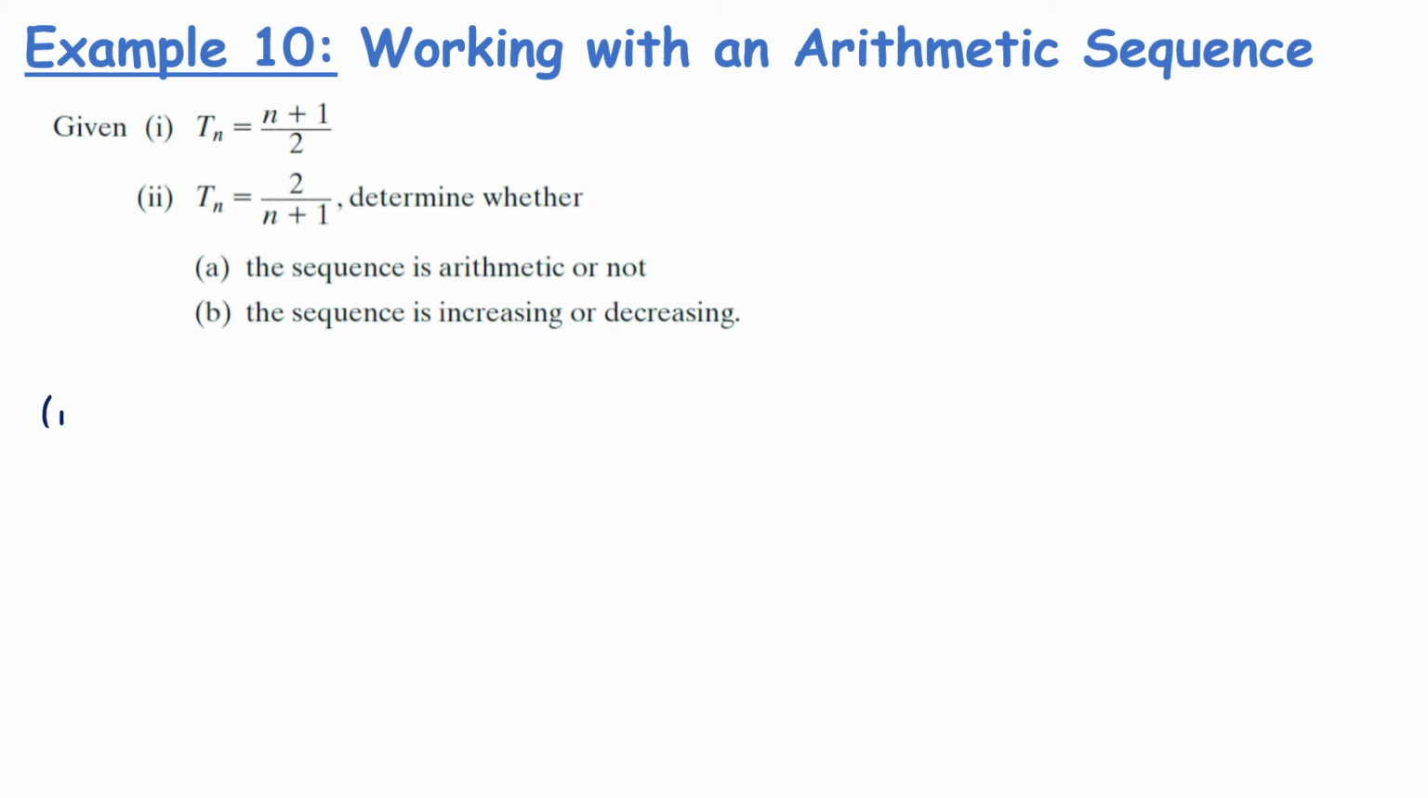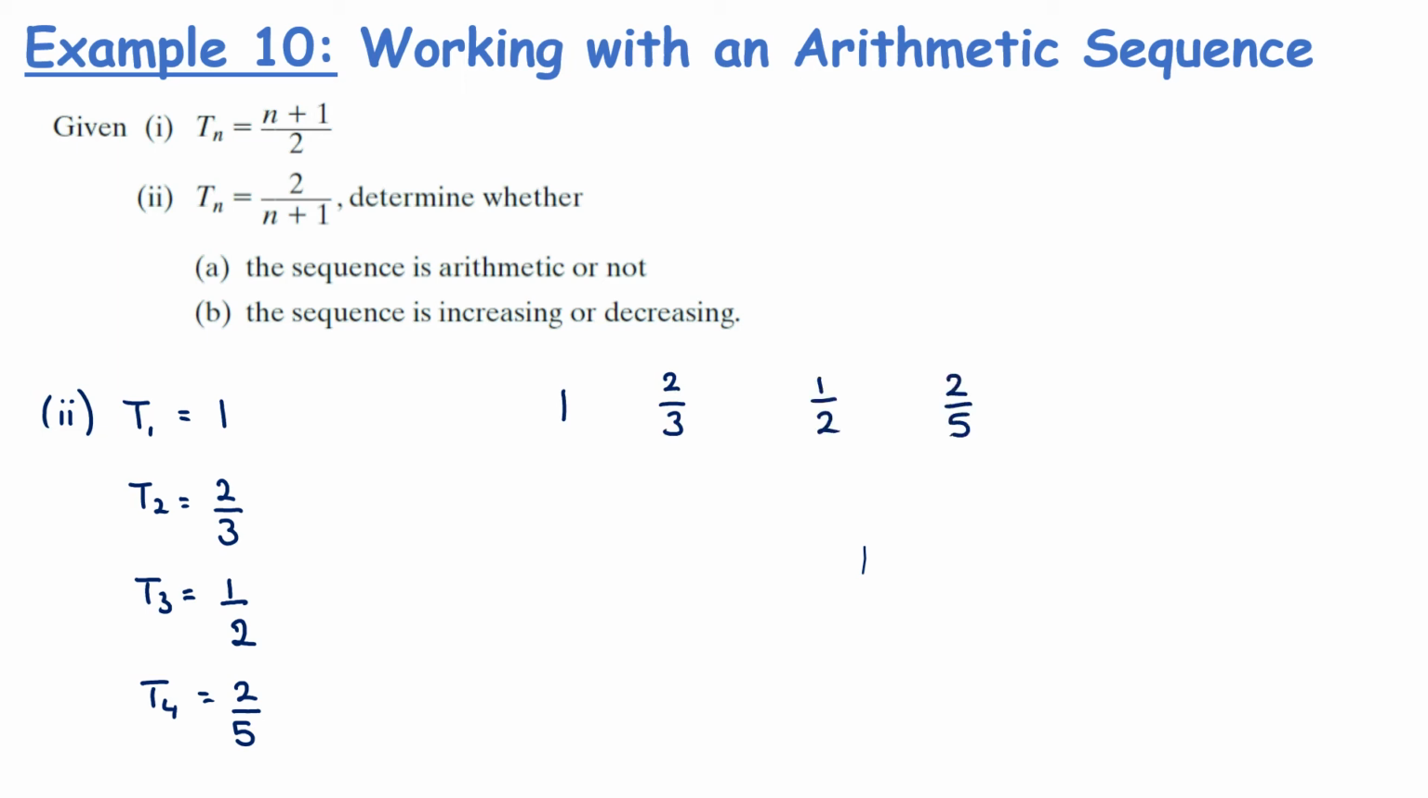So now let's look at the second one. So again, we're going to go T1, so that's 1. T2, so that is 2 over 3. T3 is 2 over 4, which is a half. And then T4, which is 2 over 5. And we need to understand, well, is it arithmetic? So we've 1, 2/3, a half, and 2/5. So let's check what is the difference here.